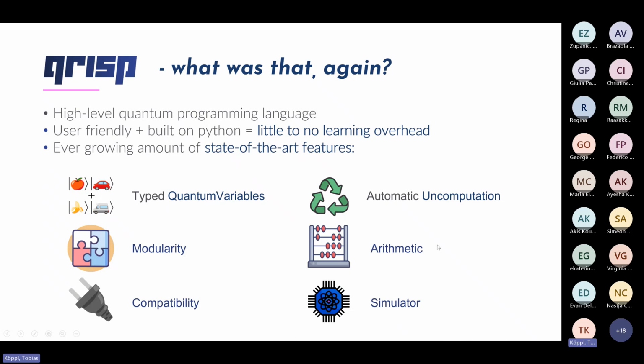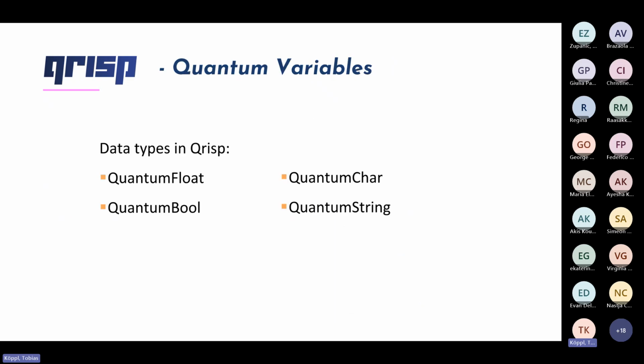You have arithmetic operations, and very important, before you go to a real quantum backend, you can use a simulator to test your algorithms. Quantum variables are, as we know from standard programming languages, a float, bool, char, string, for example, but with the prefix quantum.